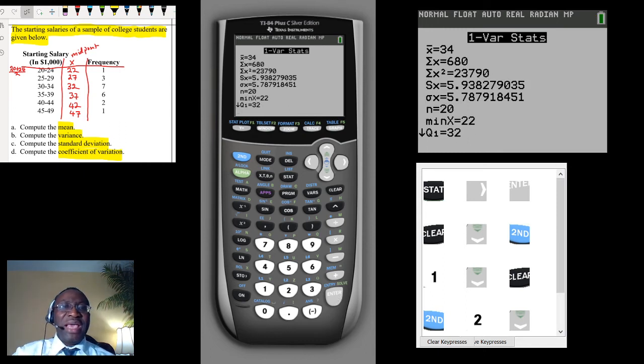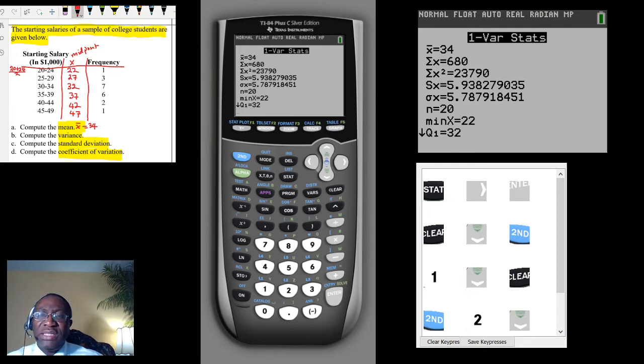So now that we have the values we need, let's see if we can answer the question correctly. Okay, so x bar is the mean. The mean is denoted as x bar in the TI. So we're going to say x bar, which is 34. So the mean is 34.